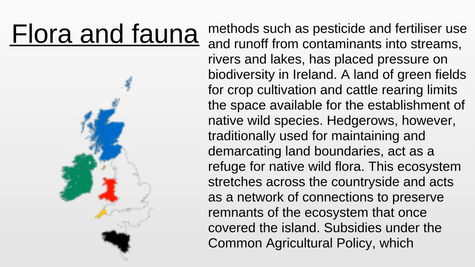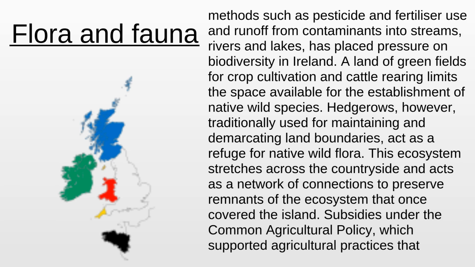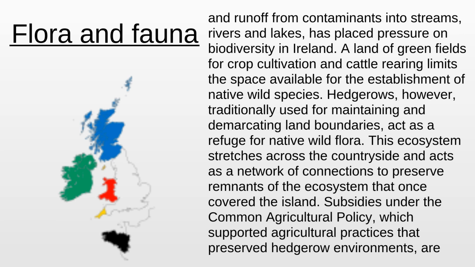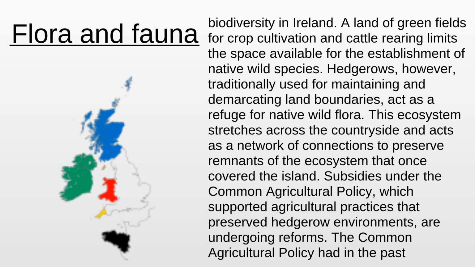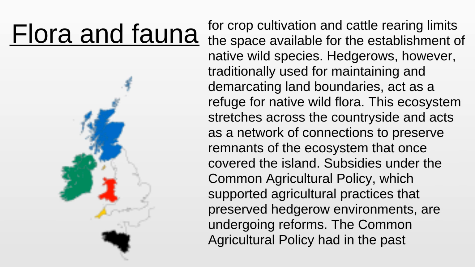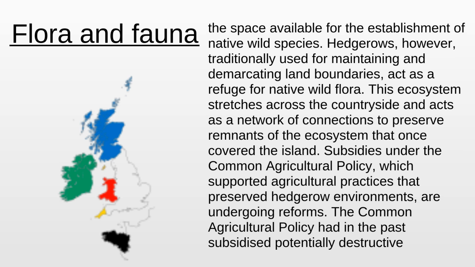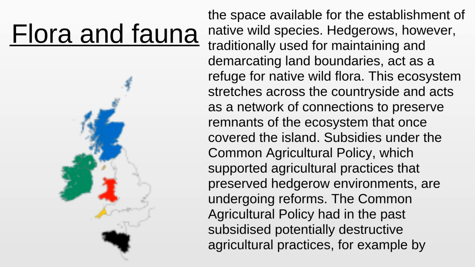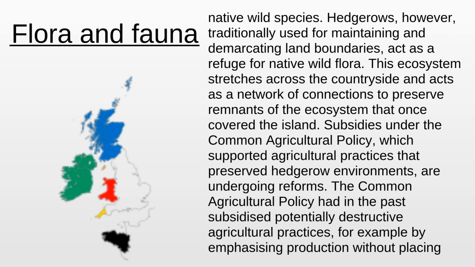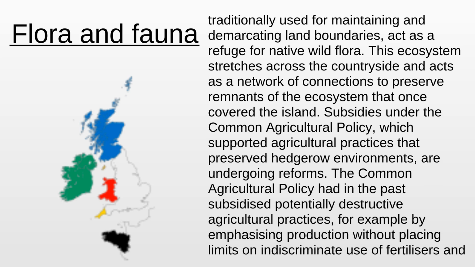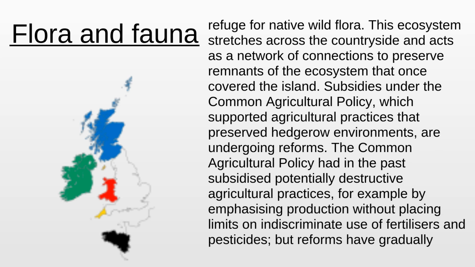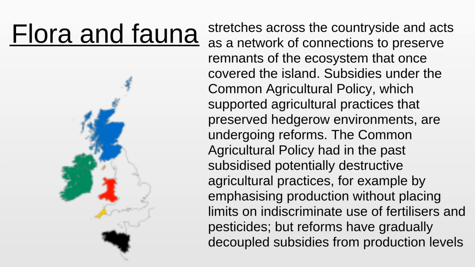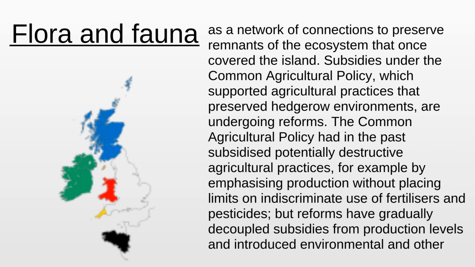The long history of agricultural production, coupled with modern intensive agricultural methods such as pesticide and fertilizer use and runoff from contaminants into streams, rivers and lakes, has placed pressure on biodiversity in Ireland. A land of green fields for crop cultivation and cattle rearing limits the space available for the establishment of native wild species. Hedgerows, however, traditionally used for maintaining and demarcating land boundaries, act as a refuge for native wild flora.